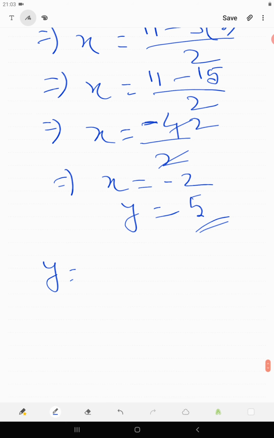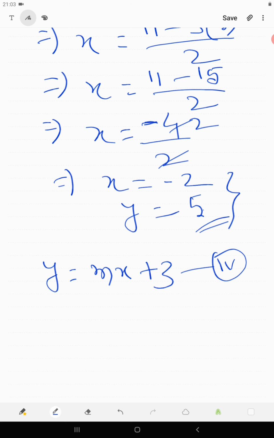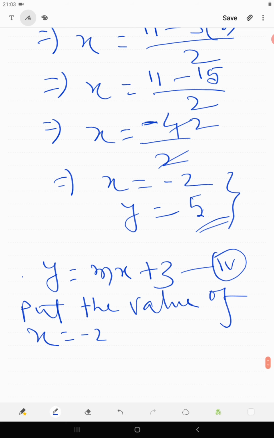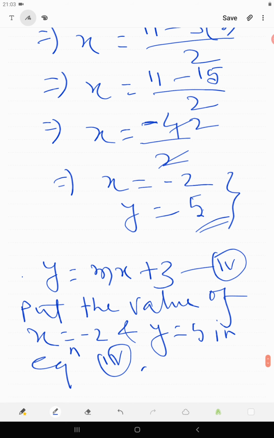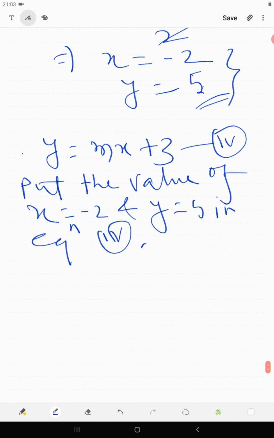So the next equation given is y equals mx plus 3. Correct? y equals mx plus 3. This is our equation 4. So we already have the values of x and y. That should satisfy equation 4 also. So put the values of x equals minus 2 and y equals 5 in equation 4. You will get the value for m, because whatever values you got after solving should satisfy equation 4 also.